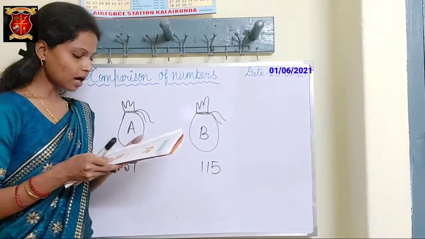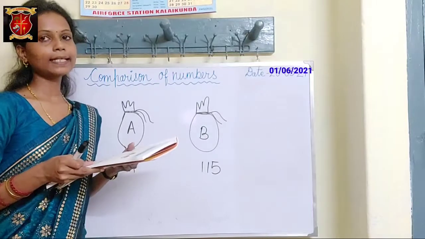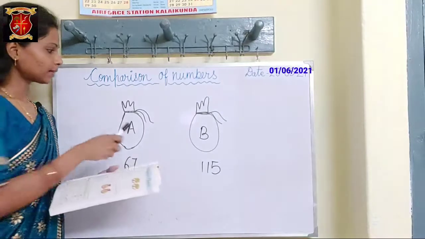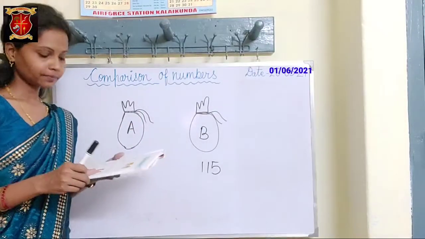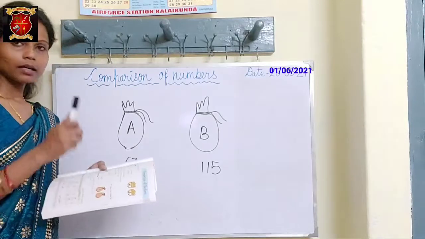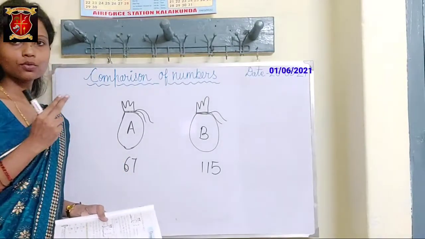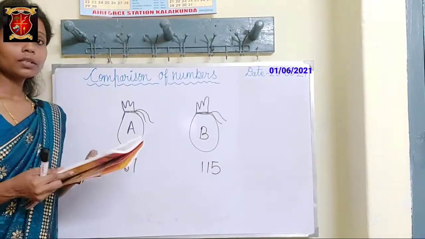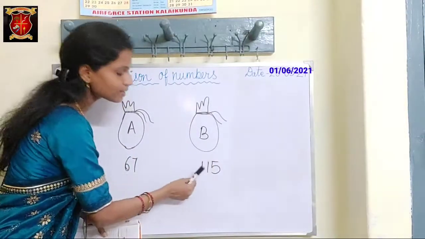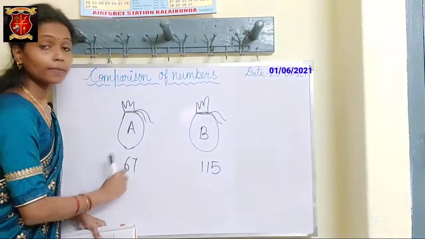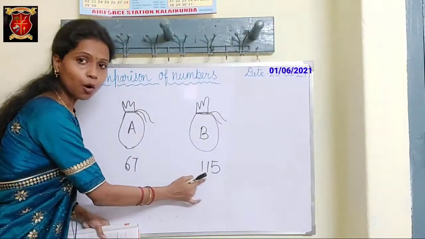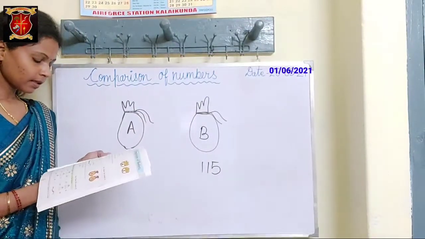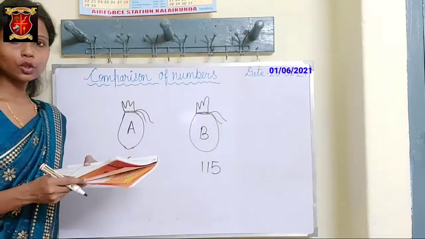Now Chavi is asked to take the purse that contains more money. Okay. Now let's see. I have told you 67 has 2 digits and 115 has 3 digits. Now the 3 digit is always more than 2 digit. 3 digit is always more than 2 digits. Okay. Now 3 digits are more than 2 digits.